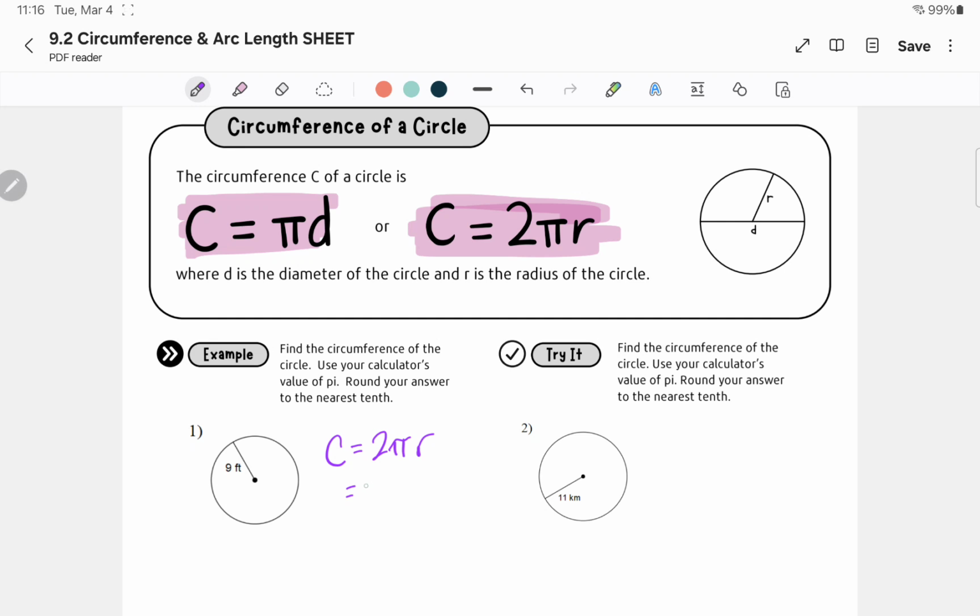So let's fill it in first. So 2 pi, right? 2 does not change, pi does not change because pi is a number. R is our variable, so we have to put in our radius, which is 9. And we can just plug all this in, or I know 2 times 9 is 18. So I'm going to put in 18 times pi into the calculator, and I get 56.5. There's a 4 after it, so I'm going to keep this at 0.5. I'm rounding to the nearest tenth. So my answer is 56.5 feet.